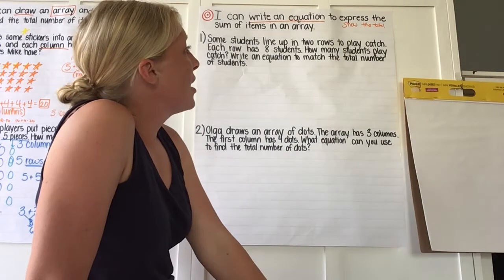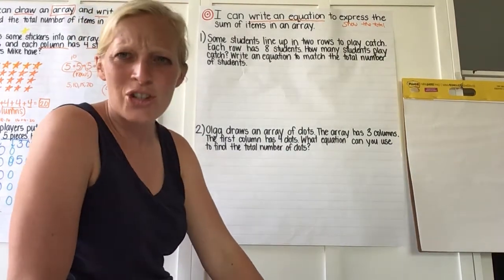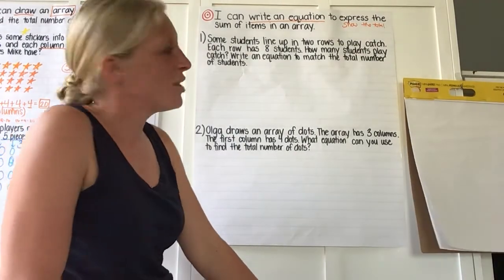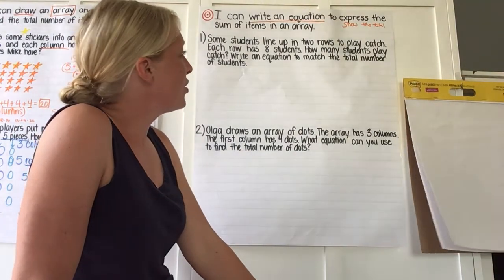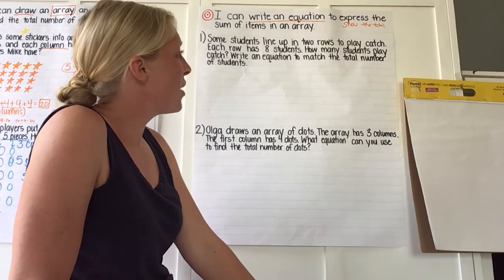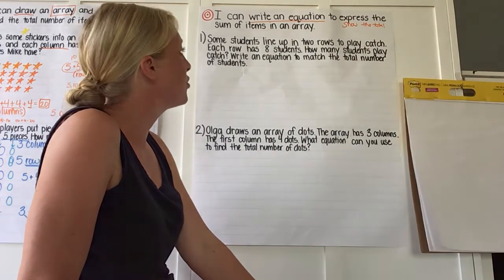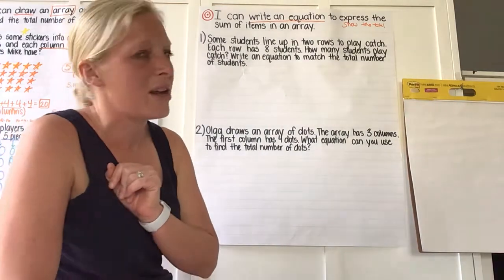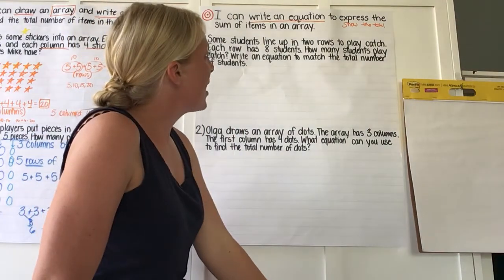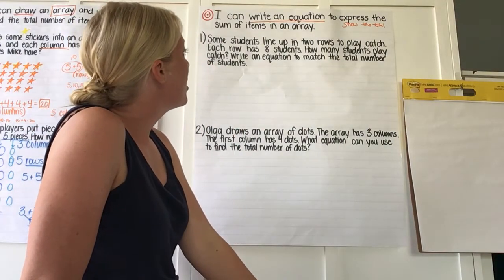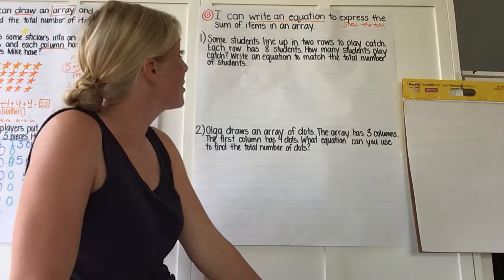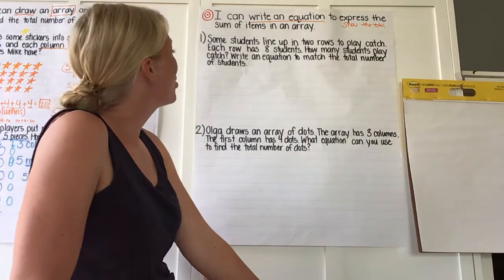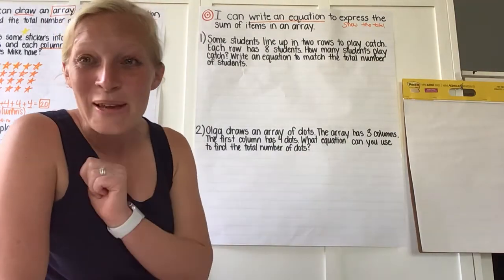Some students line up in 2 rows to play catch. Oh, we line up all the time in class, don't we? Each row has 8 students in it. How many students play catch? Write an equation to match the total number of students. Slow down, slow your roll. Let's read that one more time, and then you can go ahead and begin solving. Some students line up in 2 rows to play catch. Each row has 8 students. How many students play catch? Write an equation to match the total number of students. Now you may go ahead and solve.